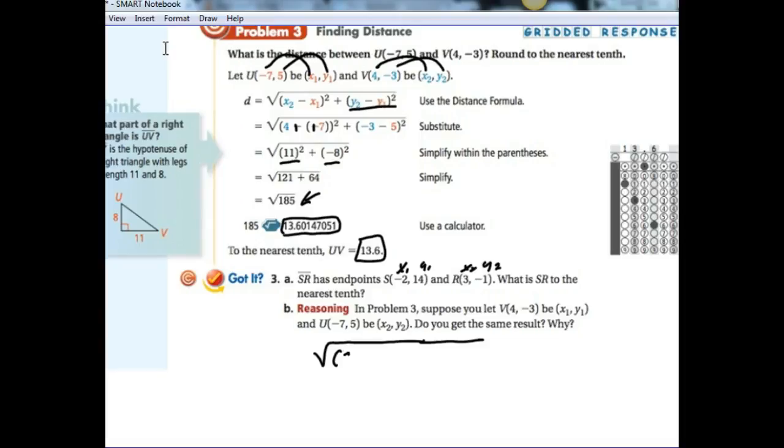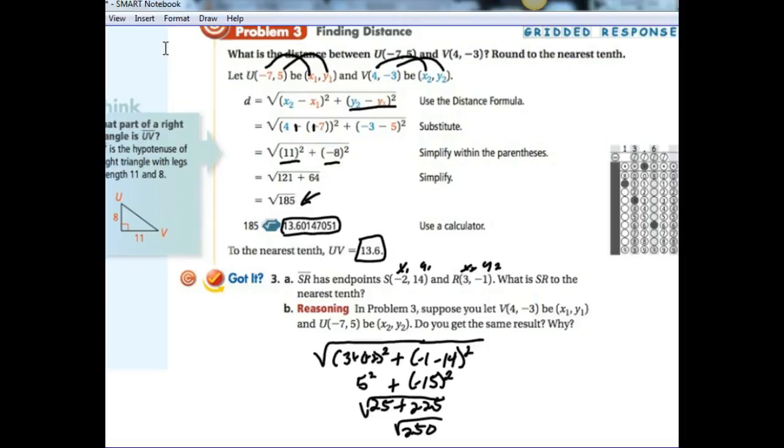And so it's going to be 3 minus -2, squared, plus the difference in the y's, which is -1 minus 14, squared. Well, two negatives make a positive, so that becomes 5 squared. This becomes -15 squared. When you add that together, this becomes 25 plus 225, because anytime you square a negative, it becomes positive. Those two together end up being the square root of 250.